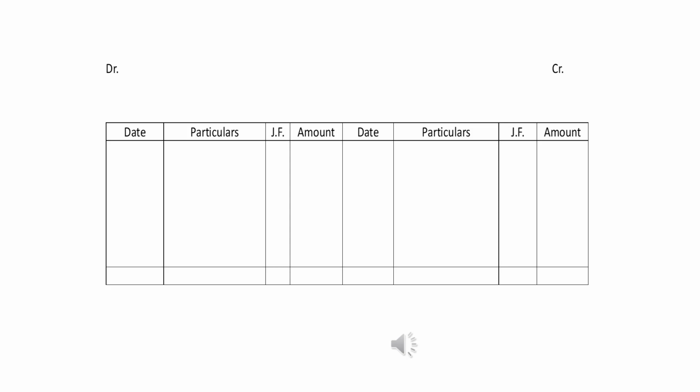The columns will bear date, particulars, journal folio and amount on both the sides. Under date, we will write the date of the transaction. Under particulars, the details of the transaction will come. In journal folio, we write the page number on which the corresponding entry has been posted in journal books, and under amount, we write the amount to be debited, and on the right side, the amount to be credited.